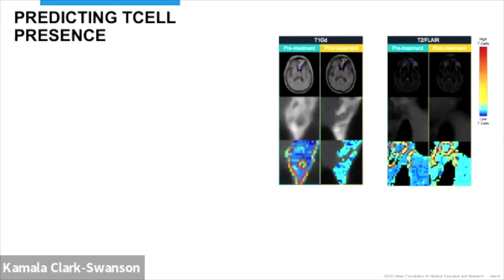We took each of those patients. We had a pre-treatment image and a post-treatment image. We segmented out the tumor regions on both of those. We then applied our model, and we could make our prediction for each voxel of how many T cells we think were there.